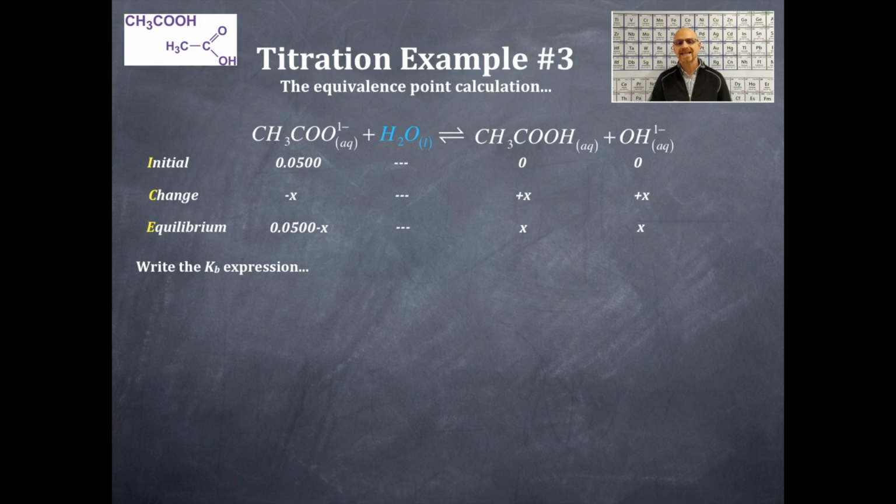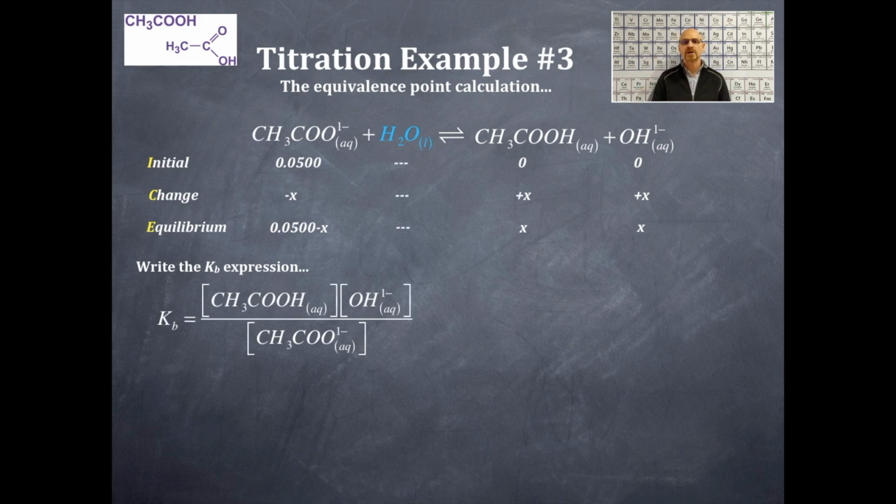Now, I'm going to write the Kb expression. I have to write a Kb, the base dissociation constant, because I have a hydroxide ion on the product side and not the other, which is the hydronium ion. So it's going to be a Kb because it's a base. So products over reactants, stoichiometric coefficients as exponents. I got Kb is the acetic acid times hydroxide divided by the acetate ion.